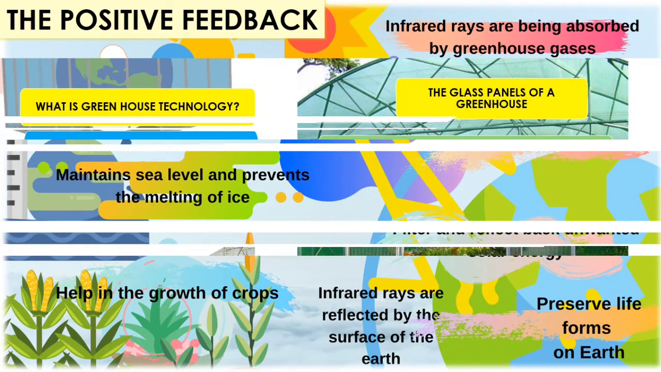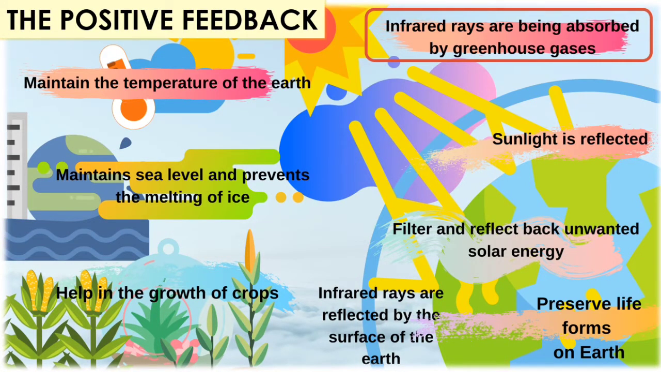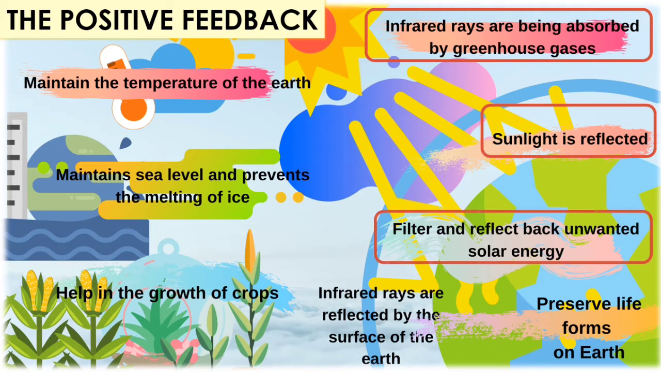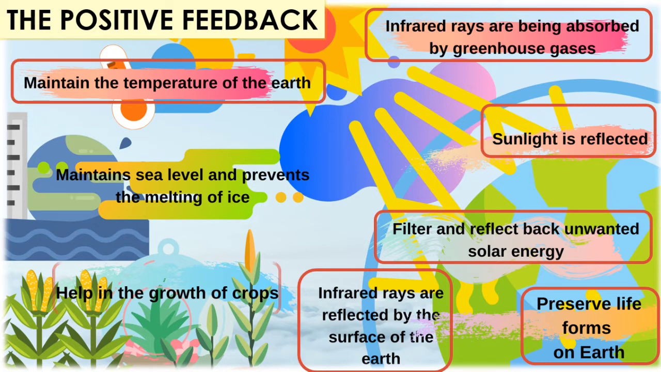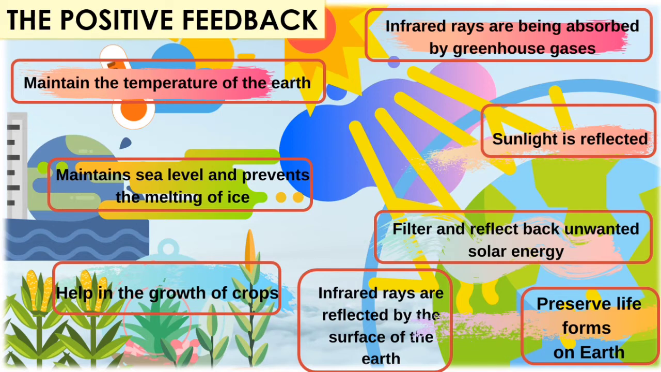This is the positive feedback of the greenhouse effect. First, infrared is absorbed by greenhouse gases. Second, sunlight is reflected, filtering and reflecting back unwanted solar energy. Infrared is reflected by the surface of the earth, preserving life forms on earth, maintaining the temperature of the earth, helping in the growth of crops, and maintaining sea level and preventing the melting of ice. So this is the positive effect of the greenhouse effect.